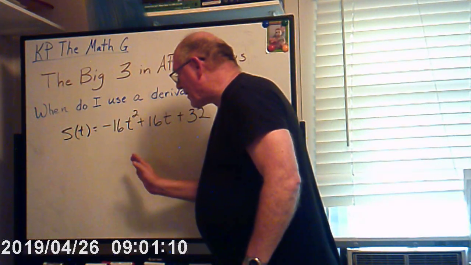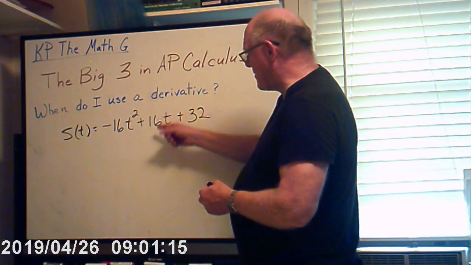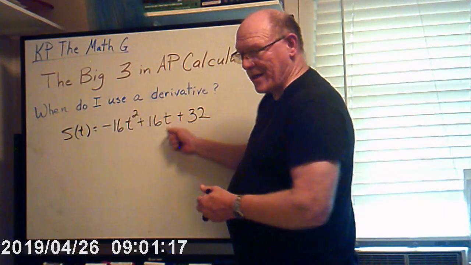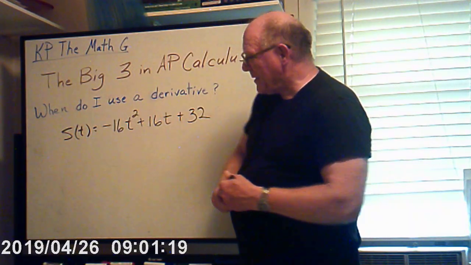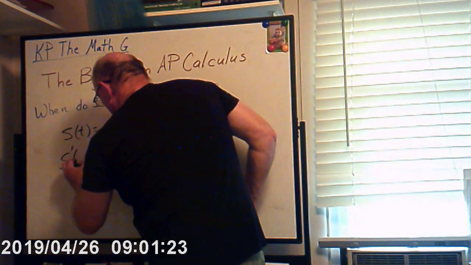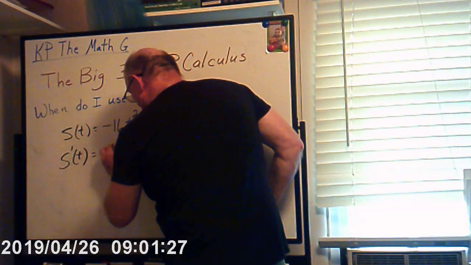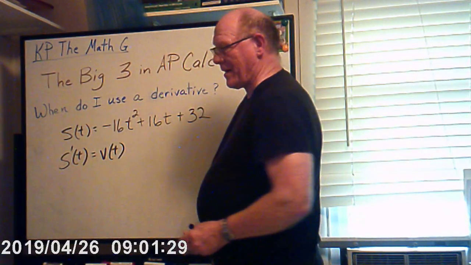So what we want to do is find the velocity of this. Using this, we can find the velocity. So here's how we do it. S prime at t is equal to v at t. That's your velocity right there.